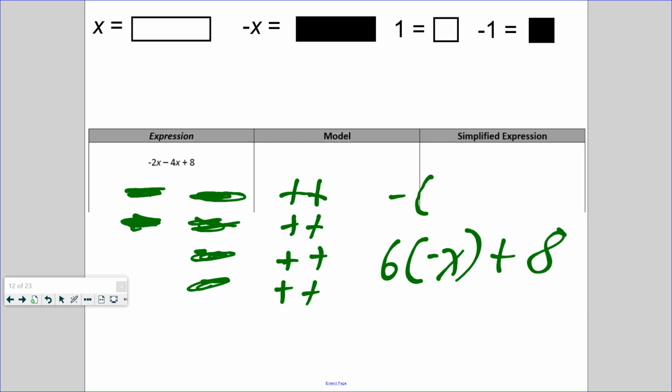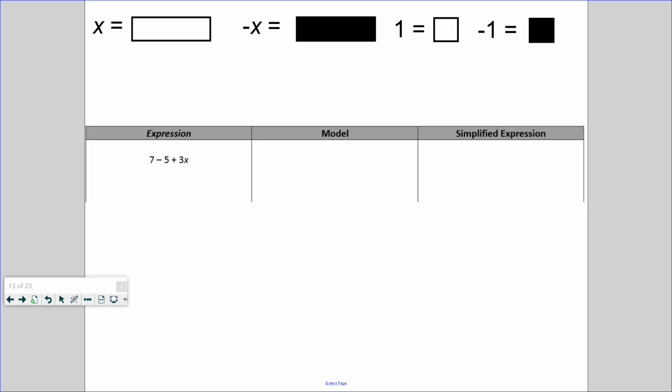Do you know another simpler way of saying 6 groups of negative x? What about negative 6x plus 8? So there's negative 6x's plus 8. Next one, 7 positives. 2, 4, 6. Let me erase this last one.